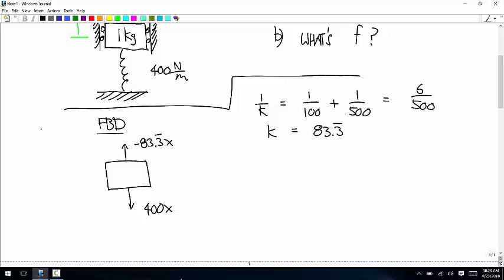So if these were really true spring forces, our x equals 0 would have to be at the spring's resting length.